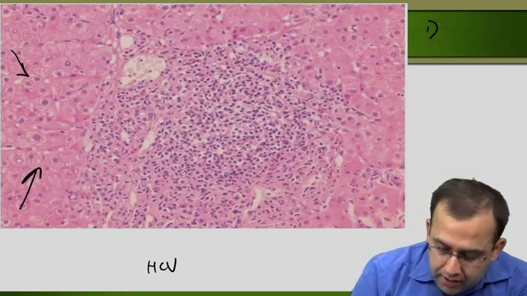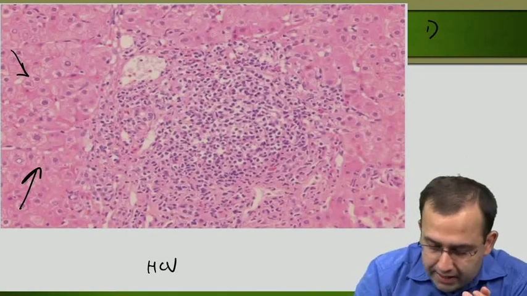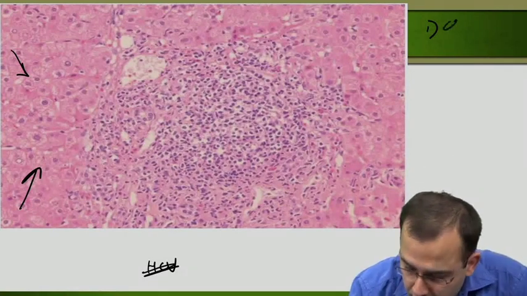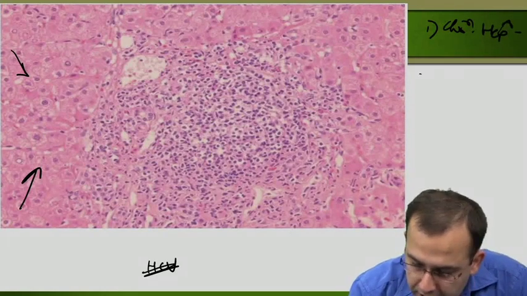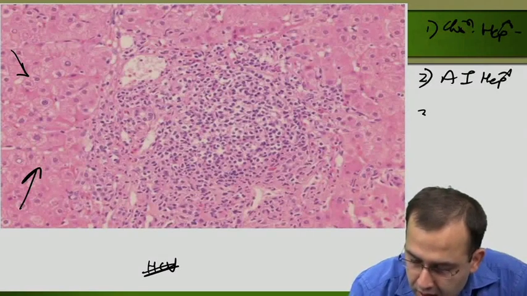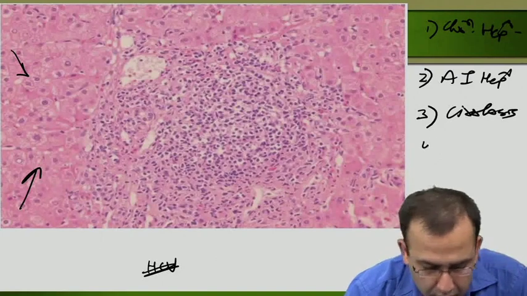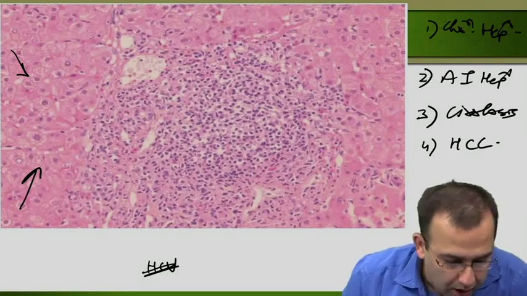How do you know that this is, forget chronic hepatitis, how do you know that this is HCV? Not at all. Never ever overdiagnose. Your options are chronic hepatitis, autoimmune hepatitis, cirrhosis, or HCC.